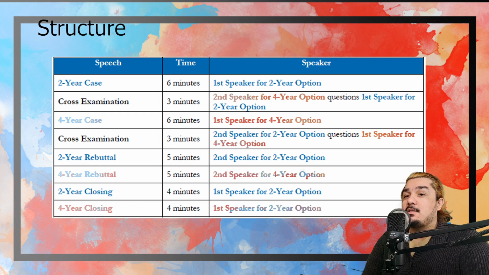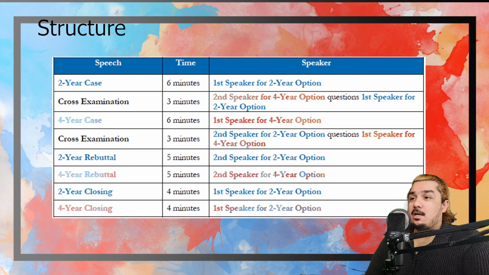The reason this matters is because if you are presenting the 4-year case, your first speech is only establishing reasons why the 4-year is preferable. The first 4-year speech is not there to respond to the 2-year case yet. You shouldn't respond to your opponent's arguments directly until the rebuttal speeches in this format.